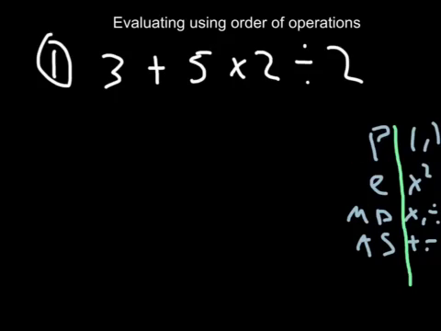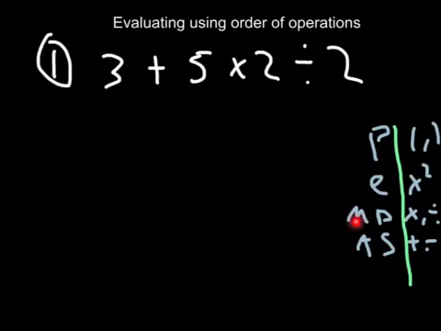The P stands for parentheses, which we will not work with today. E stands for exponents, which we also won't work with today. And then the M and D stand for multiplication and division, and then the A and S stand for adding and subtracting.